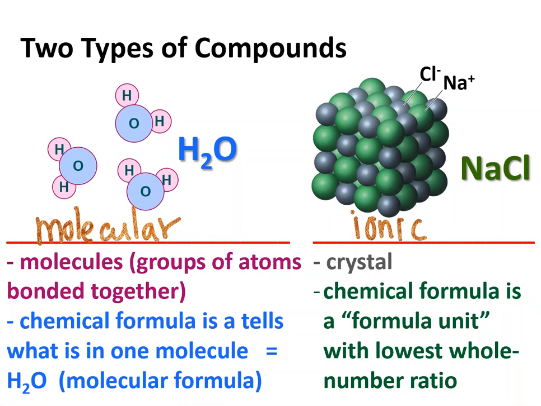And so when you have the formulas, for the molecular ones, a chemical formula, unlike a mathematical formula, tells you what is in one molecule. In an ionic compound, the formula tells you the ratio of them. So it's not talking about these two because it's not like those two are separate. The NaCl tells you it's a 1-to-1 mole ratio between sodium and chloride.